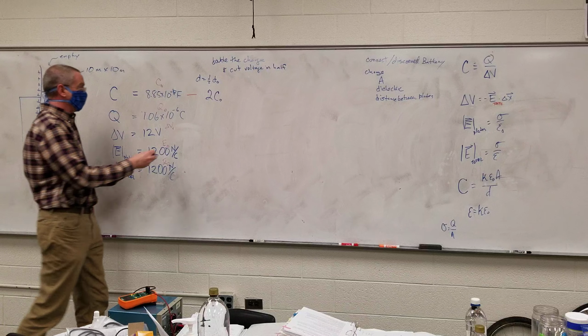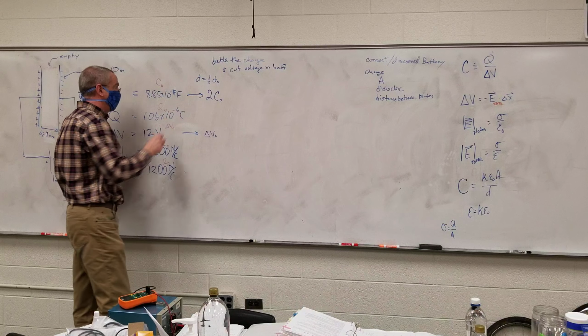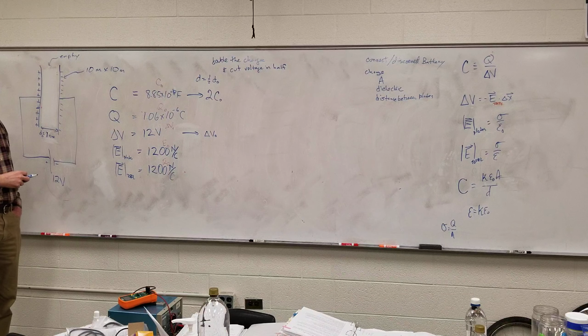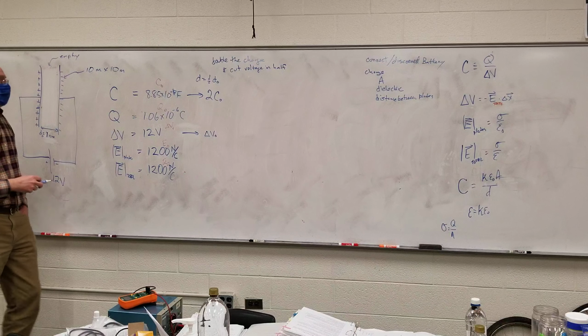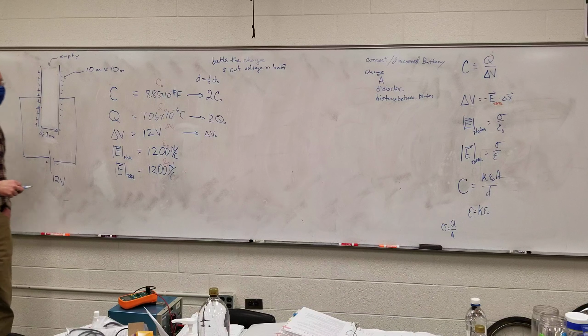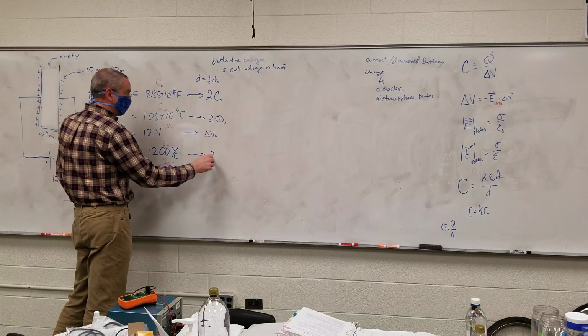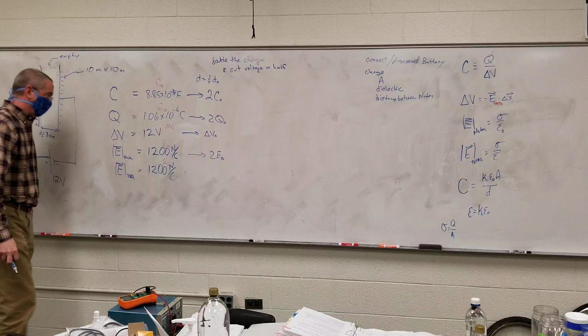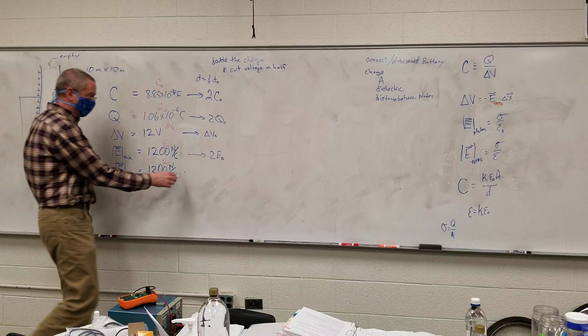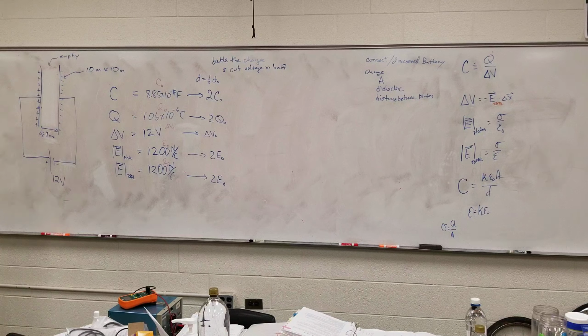My voltage stays the same, so this is still delta V sub naught. My charge would double. If I double the charge, then I double the electric field between the plates, so this is 2 E sub naught. And since there's still no dielectric, this would just be 2 E sub naught. So we've doubled the charge, but we have not cut the voltage in half.